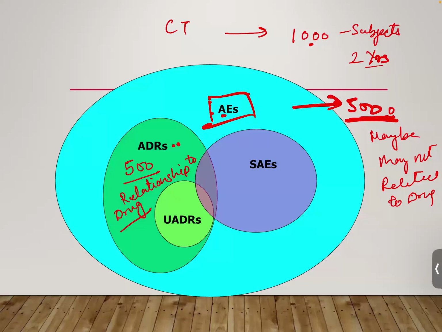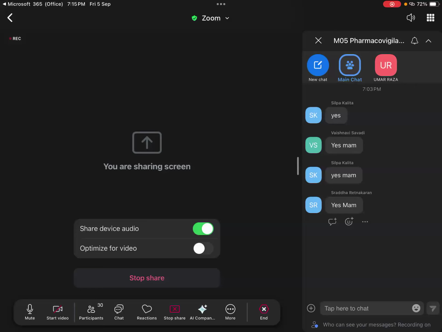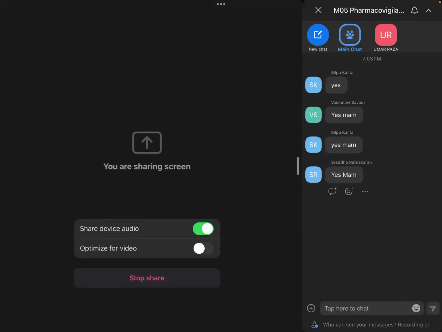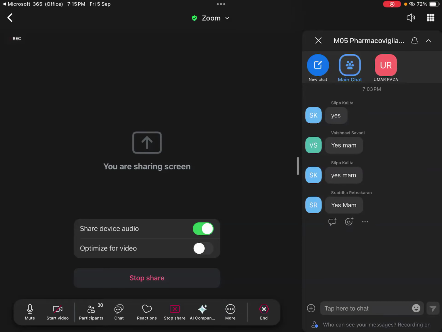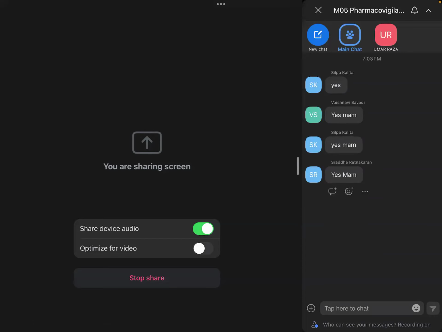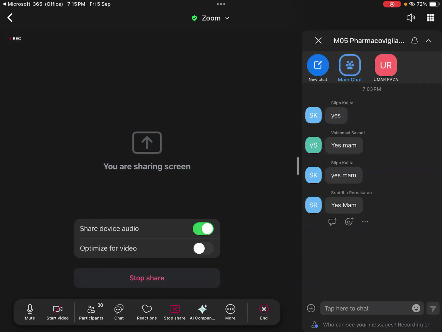Correct? So this is the thing you have to remember. Now coming to SAEs. Out of these 5,000, maybe say only 200 are serious adverse events. Again, events. They are serious. What is the condition for serious? Can someone tell me the definition of serious adverse event?